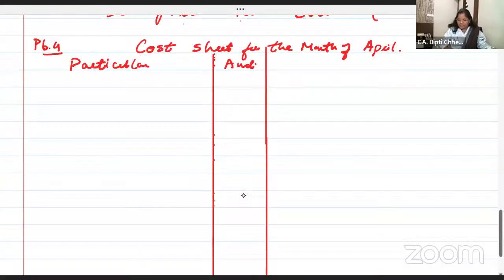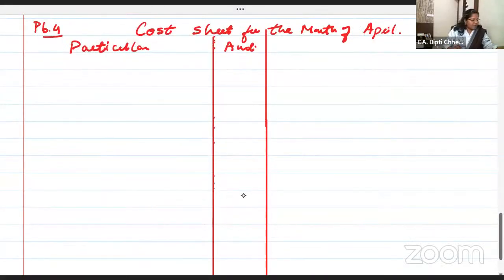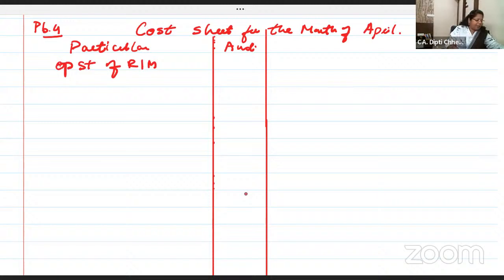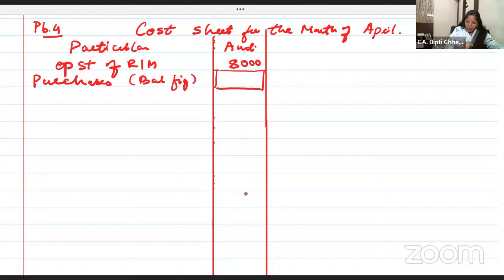Okay? So problem number 4, in your notebook, check your watches. Though I will take a little extra time for the explanation, but anyway, chalo. Start with raw material. This time you have all. So you have opening stock of raw material. Pick up the figures from your question paper. Opening stock of raw material 8,000. Purchases is going to be the balancing figure. It's missing. Can I put a block over there? Yes. Minus the closing stock of raw material.